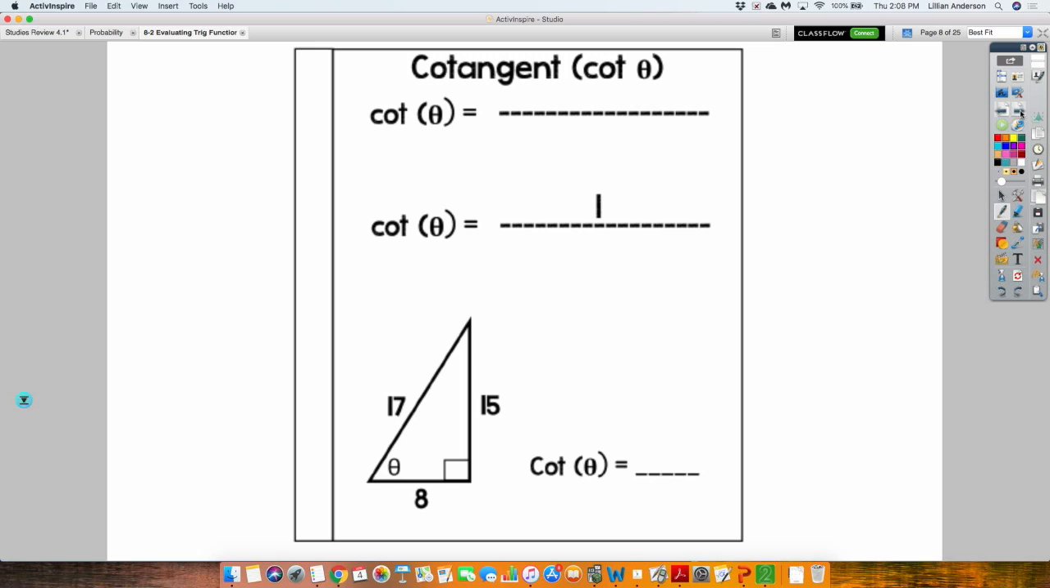So where tangent is the opposite over the adjacent, cotangent is the adjacent over opposite, or 1 over tangent theta. What's my adjacent side here? And my opposite? 15. So then the cotangent of theta would be, very good, which is the reciprocal of tangent, which would have been 15 over 8. As simple as that. Those are the other three trig functions.